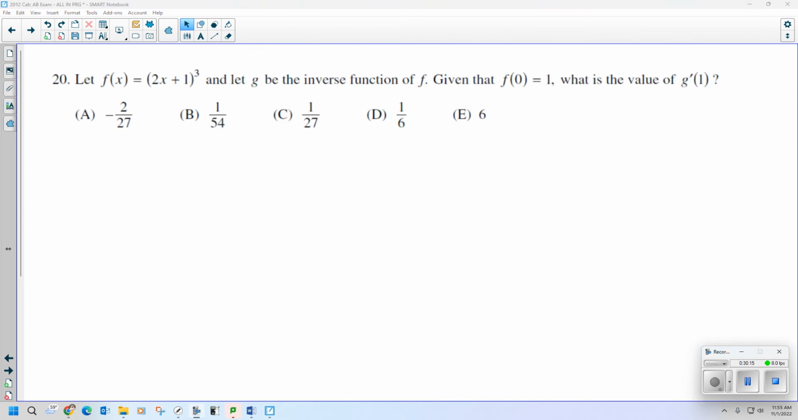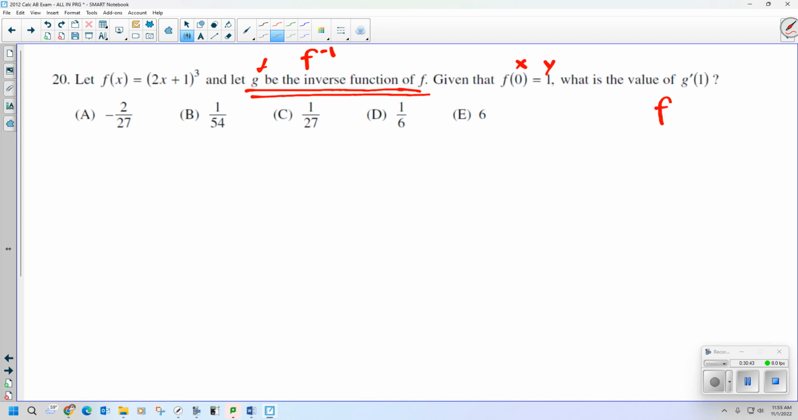Last problem, number 20. Let f of x equal (2x plus 1) cubed. Okay. Let g be the inverse of the function f. Anytime I see this, anywhere there's going to be a g in the future here, I'm just going to write it as the inverse of f, okay? Given that f of 0 is 1, okay, this is a coordinate. What is the value of g prime of 1?